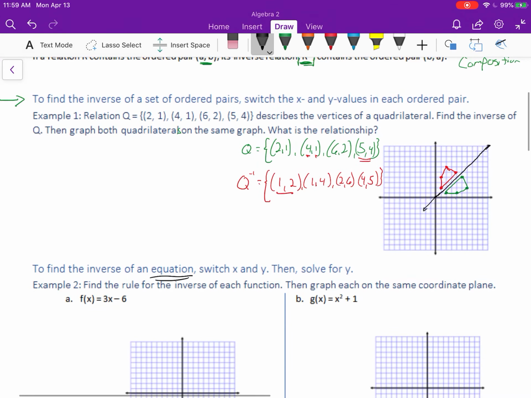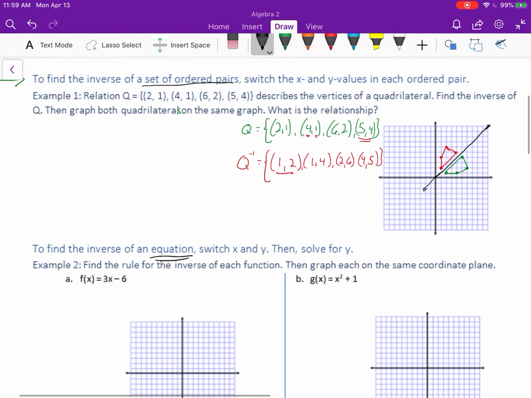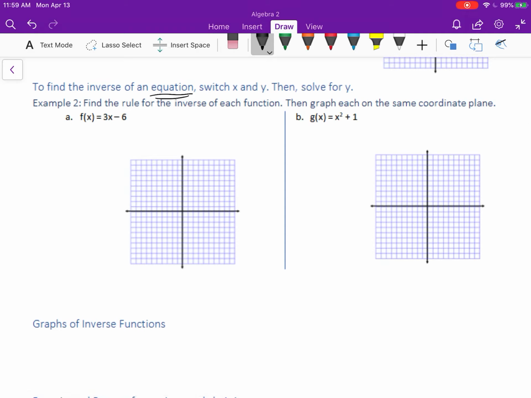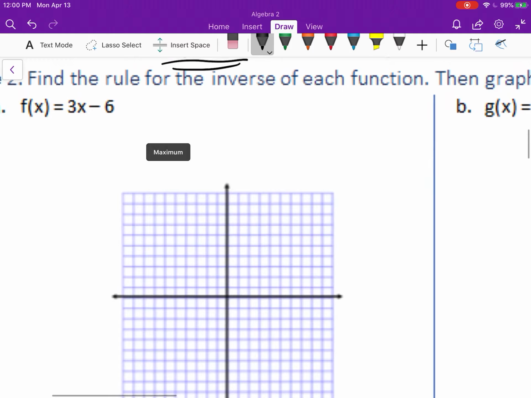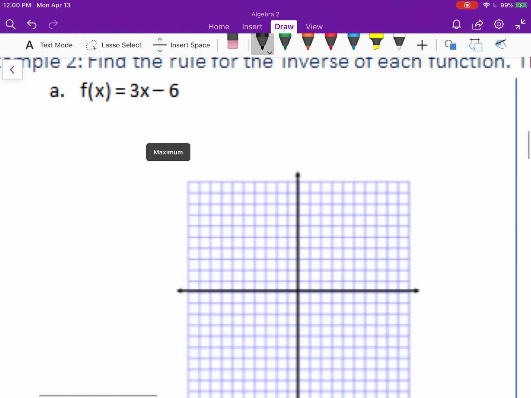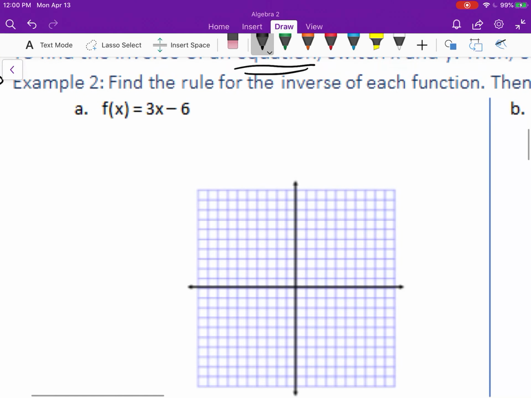Next part here, to find the inverse of an equation. The first one was to find the inverse of a set of ordered pairs: we switch the x and y values in each ordered pair. To find the inverse of an equation, you switch x and y and then solve for y. Still the same idea of switching x and y. So example 2: find the rule for the inverse of each function, then graph each on the same coordinate plane. We'll start over here with part A.